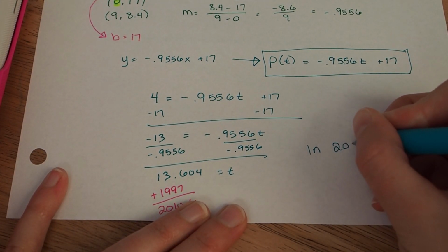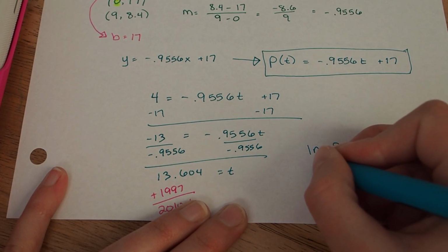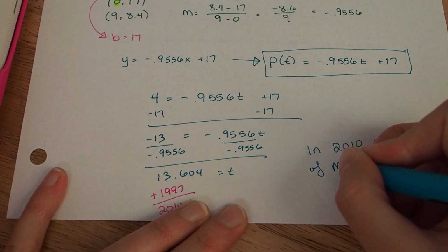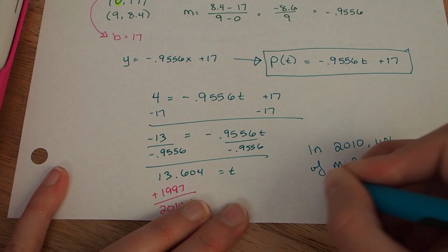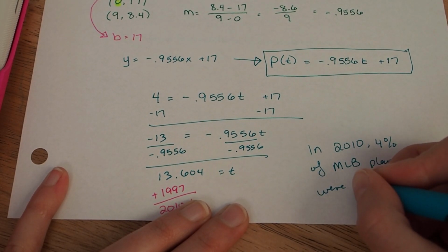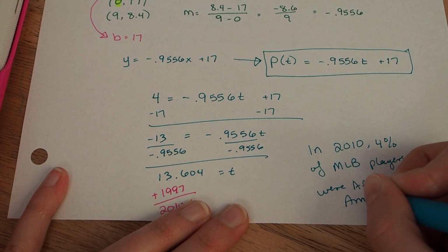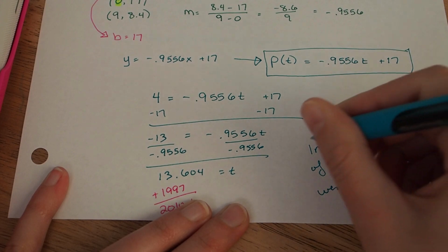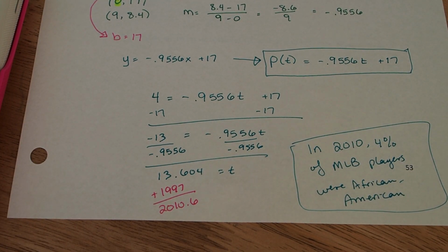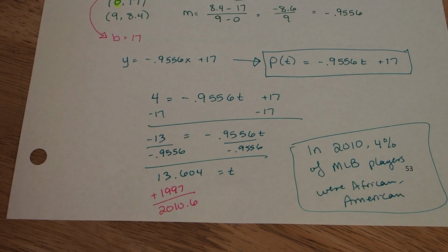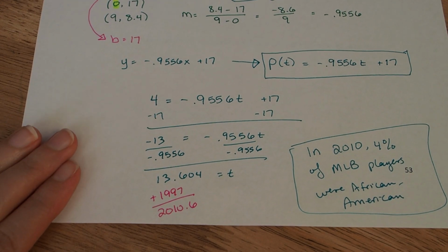In 2010, 4% of Major League Baseball players were African American. That is our prediction based on our model. Okay, let's look at the next one.